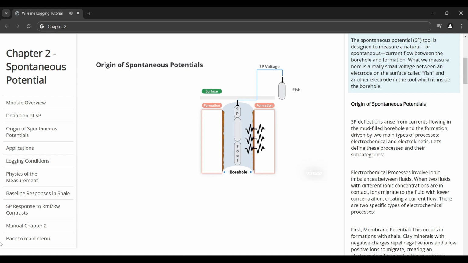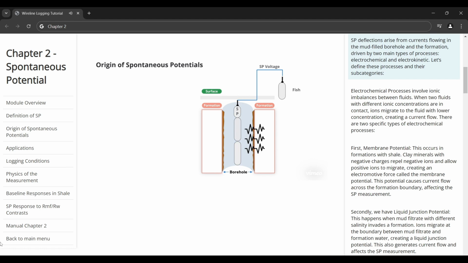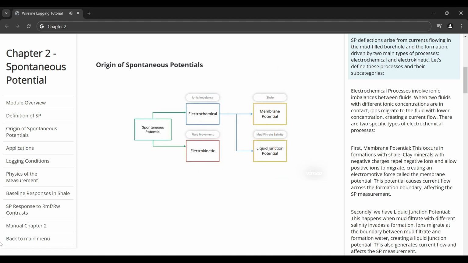Let's begin. The spontaneous potential SP tool is designed to measure a natural or spontaneous current flow between the borehole and formation. What we measure here is a really small voltage between an electrode at the surface called the fish and another electrode in the tool, which is inside the borehole. SP deflections arise from currents flowing in the mud-filled borehole and formation, driven by two main types of processes, electrochemical and electrokinetic. Let's define these processes and their subcategories.